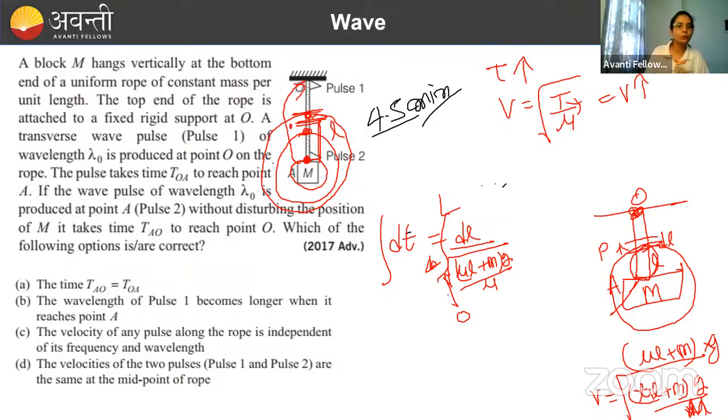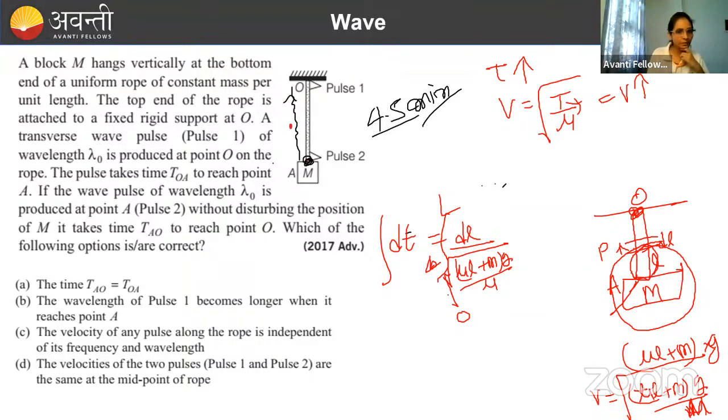Now, this is not in our question. We have to simply compare which pulse will take more time, or whether they will take the same time. If you look at things carefully, if the pulse is going from A to O, if I am talking about the second pulse, the velocity is gradually increasing. So initially it will take more time to cross, and as it nears O, its velocity will increase and it will take less time.